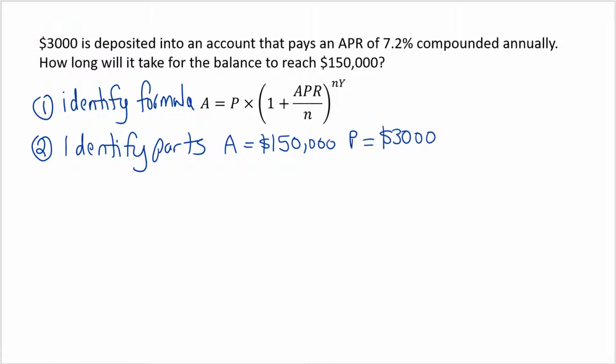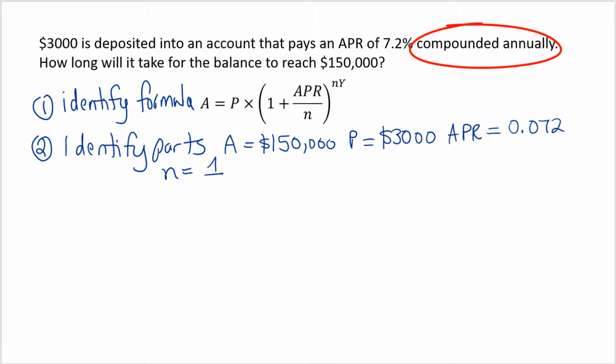The APR is given as 7.2%. In these finance formulas, the percentages need to be expressed in decimal form, so that'll be 0.072. And then we have one more piece of information, and that is the frequency of compounding, which is the variable N. Annually means one time per year. So the problem asks us to solve for how long it's going to take, so we are solving for the Y.